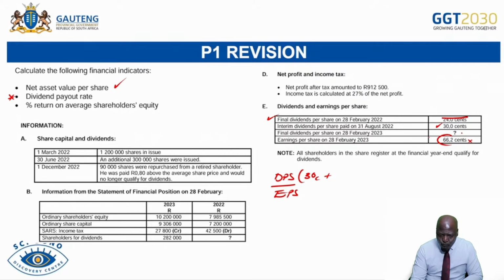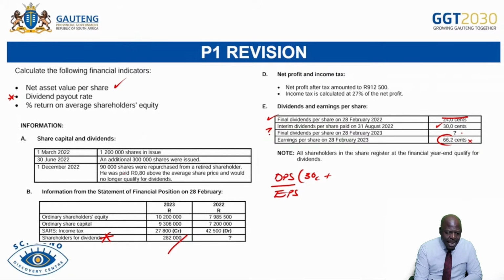We don't. So we need to get this one here. To get that one, we'll say shareholders for dividends here. These are our final dividends. All right. So we have given 282,000 rands.